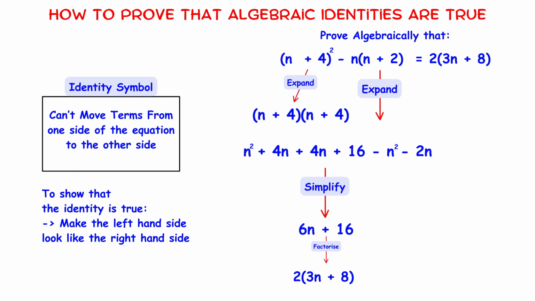One last thing I want to say is that you might sometimes get proof questions like this that don't contain the identity symbol and just have an equal sign instead, but as long as they're asking you to prove it, then you still do it in exactly the same way as we've been doing in this video.